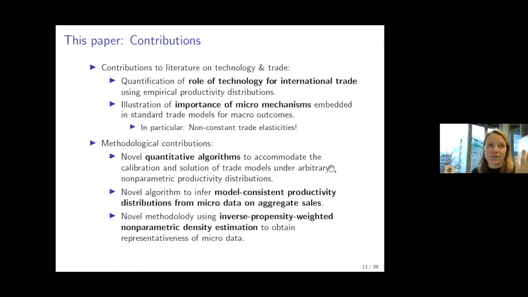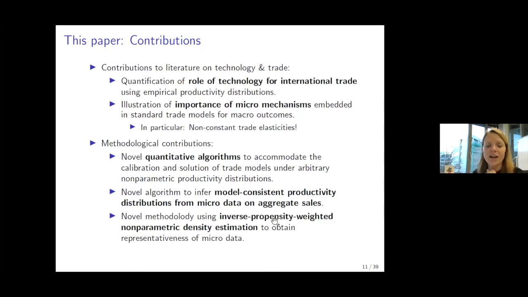Also, what we see and what we can illustrate using these empirical productivity distributions as the backbone of the models is how important the micro mechanisms that are governed by these distributions are in our models, not only for the micro itself, so to understand if it's like 5 or 6 firms that are exporting. No, it's really important to understand the macro outcomes of our models. So for instance, we will get non-constant trade elasticity, something that we clearly observe also in the data.